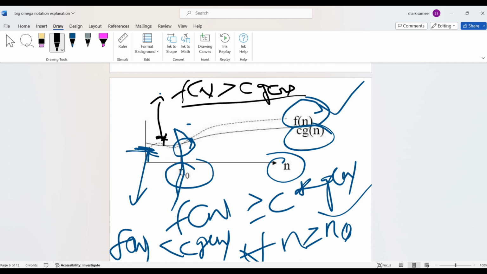So that's it about the big omega notation. In the next video, we can solve one problem related to big omega notation.